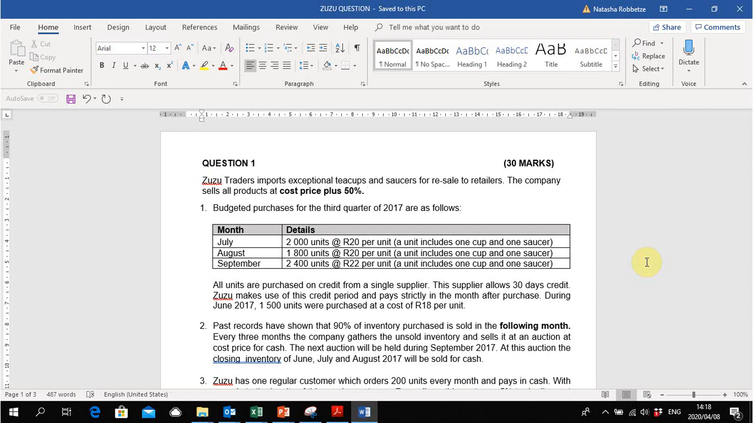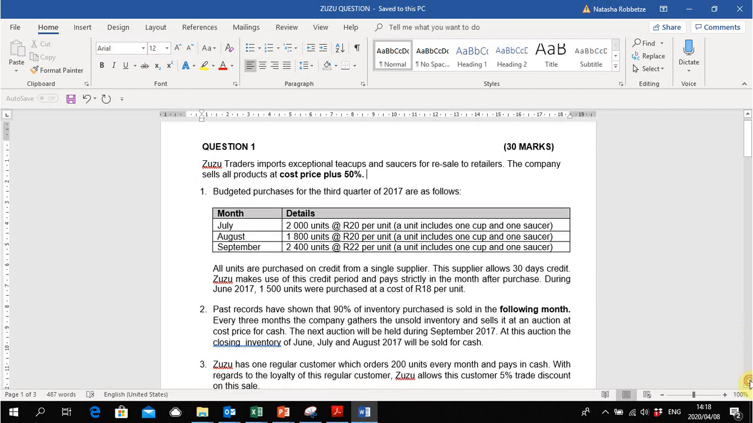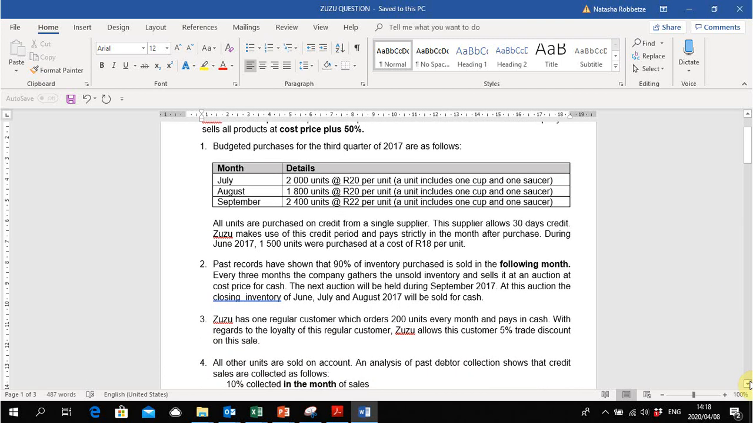Beneath the table, we are told that all units are purchased on credit and that the supplier allows a 30-day credit period and that we strictly pay 1 month after the purchase. During June, 1,500 units were purchased at a cost of 18 Rand.